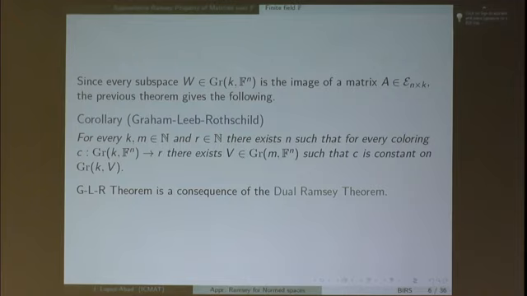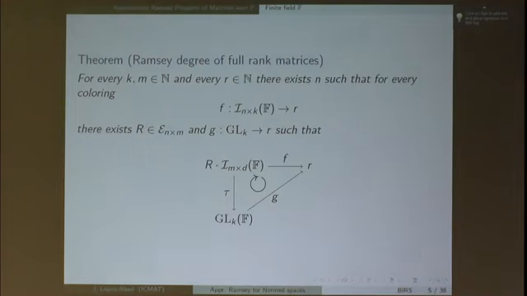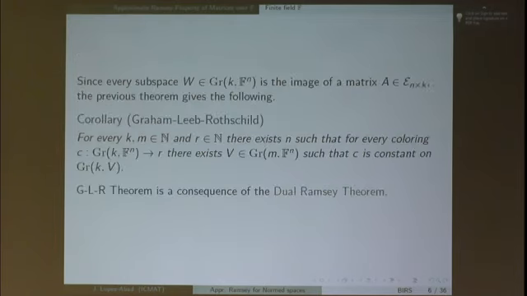But as a consequence, since every subspace W is the image of a matrix in reduced column echelon form, if you apply this, you will always get the identity in this part here. So you have that for every K, M and R there is an N, so that whenever you color the K Grassmannians of Fn into R many colors, there is a V, a subspace of dimension M, where the coloring is constant on the K-dimensional subspaces of V. Because you always have the right to see your given W as the image of some good A.